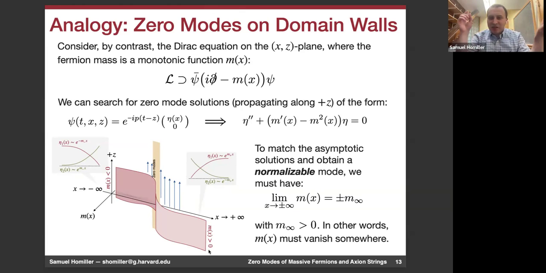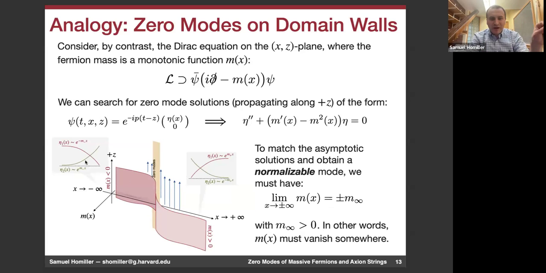To make these solutions match on, you have to have this mass value approach opposite values at plus or minus infinity for x, right? In other words, the mass has to vanish somewhere. And then when you solve the equations of motion, that is precisely where the zero modes are localized. So this is a reasonable story in the case of domain walls, that you get the zero modes. The mass has to vanish somewhere, and that is why the zero modes exist.